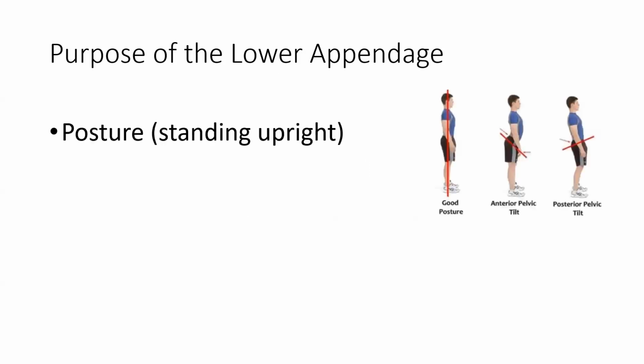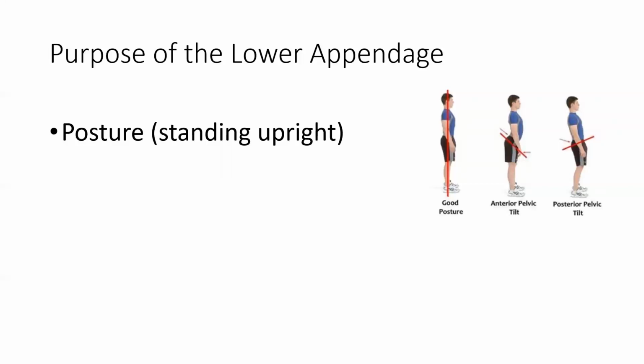So first off, we've already talked about the upper extremities. We've talked about the trunk and the neck. Now we're moving down inferiorly across the body, down to the pelvis and the lower extremities.